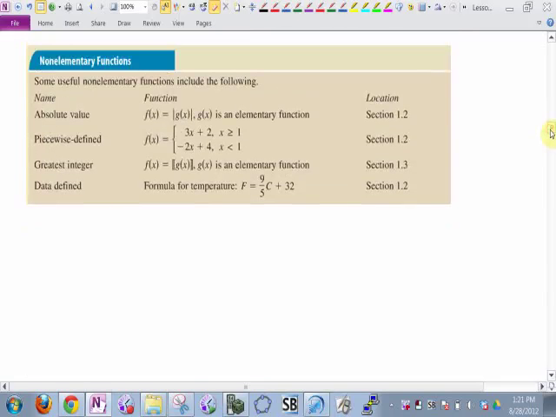All right. Non-elementary functions. The big one we want to focus on is the piecewise. How many of you remember learning about piecewise functions in Algebra 2? Good. This has been making me happy all day. I've seen so many hands about piecewise.